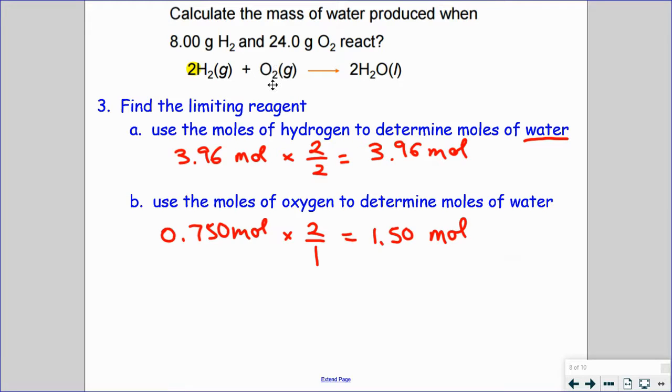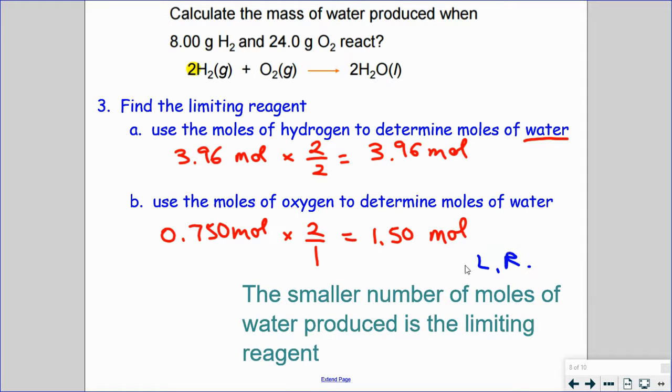Now, oxygen. We found that we had 0.750 moles of oxygen, and we're going to multiply 2 over 1 times this 0.750. The reason why it's 2 over 1 is because there's a 2 in front of the water, and there's a 1 in front of the oxygen, even though you can't see it. This means that there's 2 times as many water molecules as there are oxygen molecules. So if we have 0.75 moles of oxygen, you should have double the amount of water, 1.50 moles. So which one is the limiting reagent? It's oxygen, because oxygen has only produced 1.50 moles of water. The smaller number of moles of water produced is the limiting reagent.